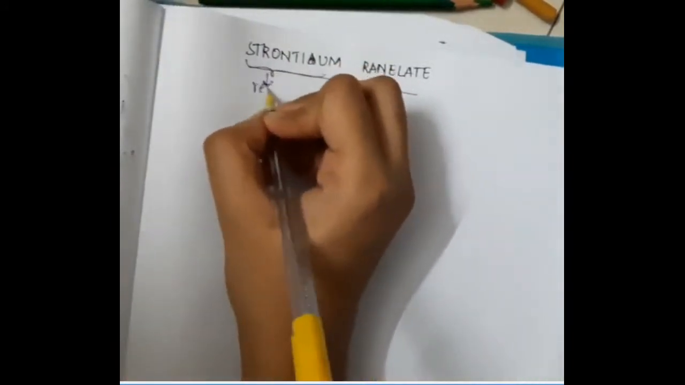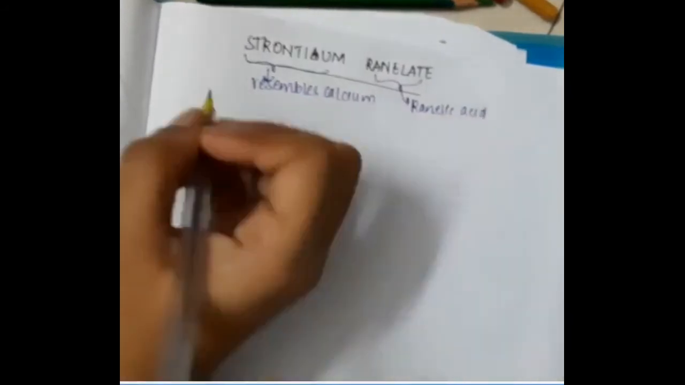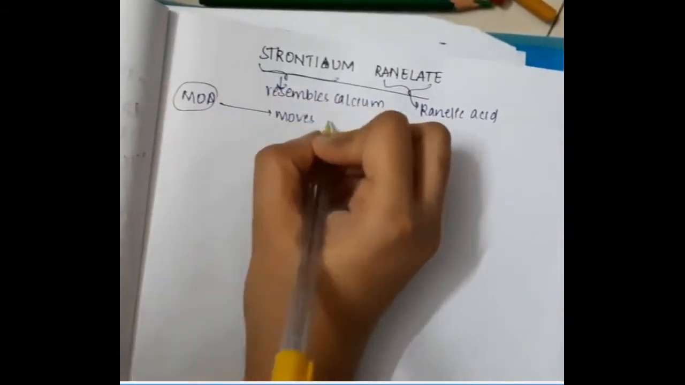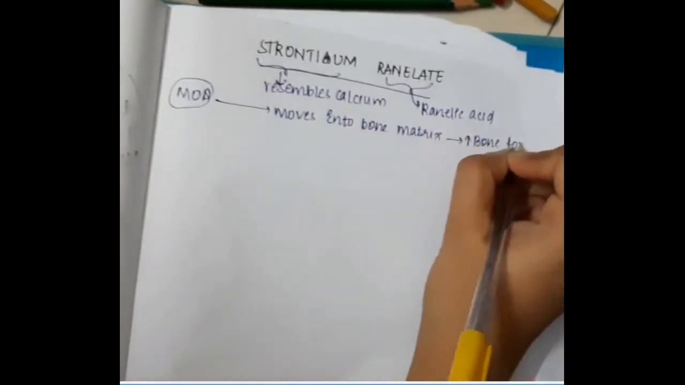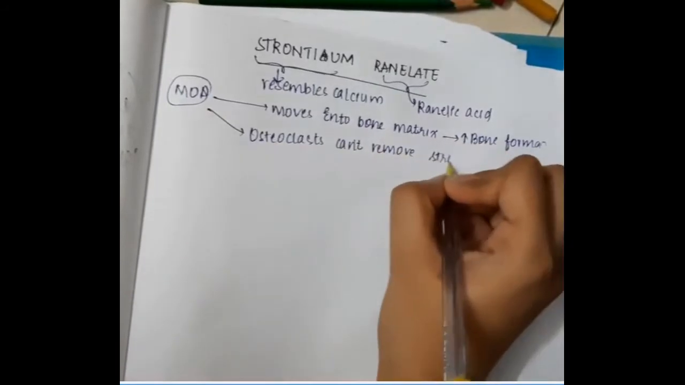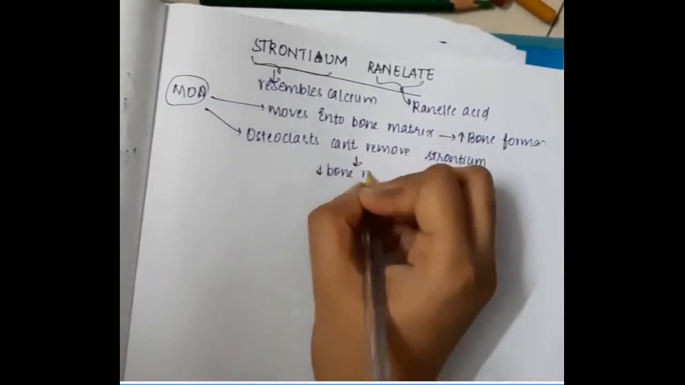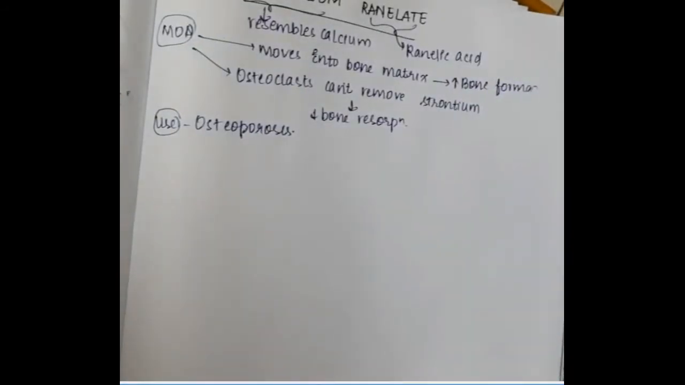The next drug is strontium ranelate, which resembles calcium and contains ranelic acid. If you see the mechanism of action, strontium ranelate will move into the bone matrix and increase bone formation, and it will also go into the osteoclasts and decrease bone resorption. So it has both bone formation and bone resorption effects, and it is used in osteoporosis.